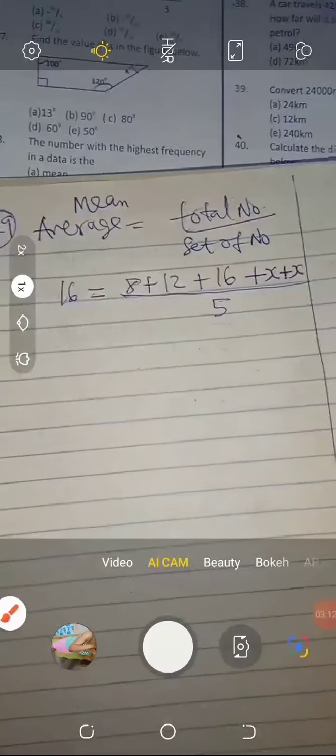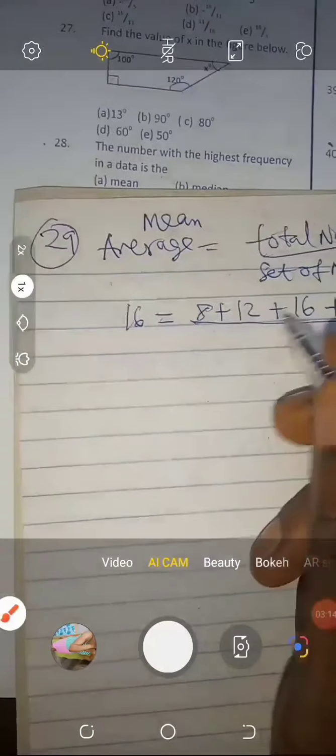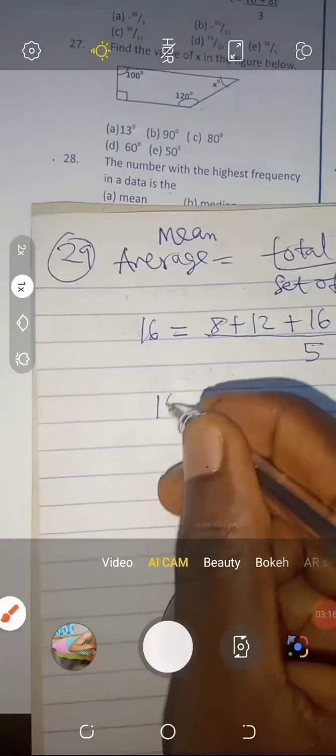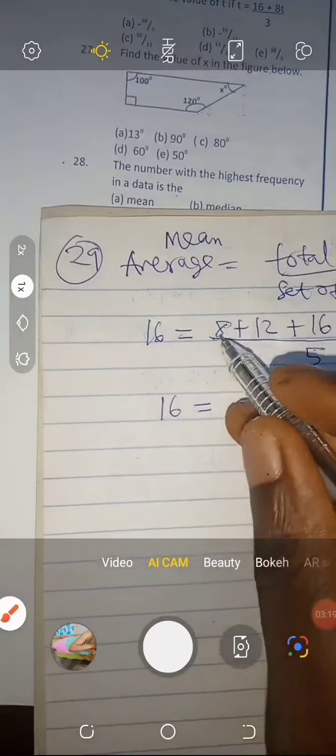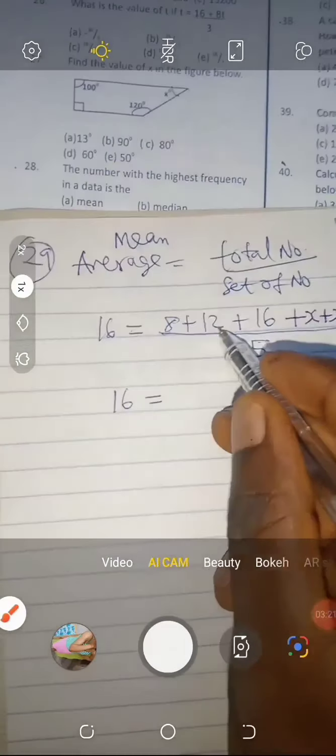So you go ahead and solve this. We have interpreted the equation into mathematics, so we can go ahead and solve. Now let's take care of the numerator here. So we have our 16 still left here, equals, so 8 plus 12 gives us 20.